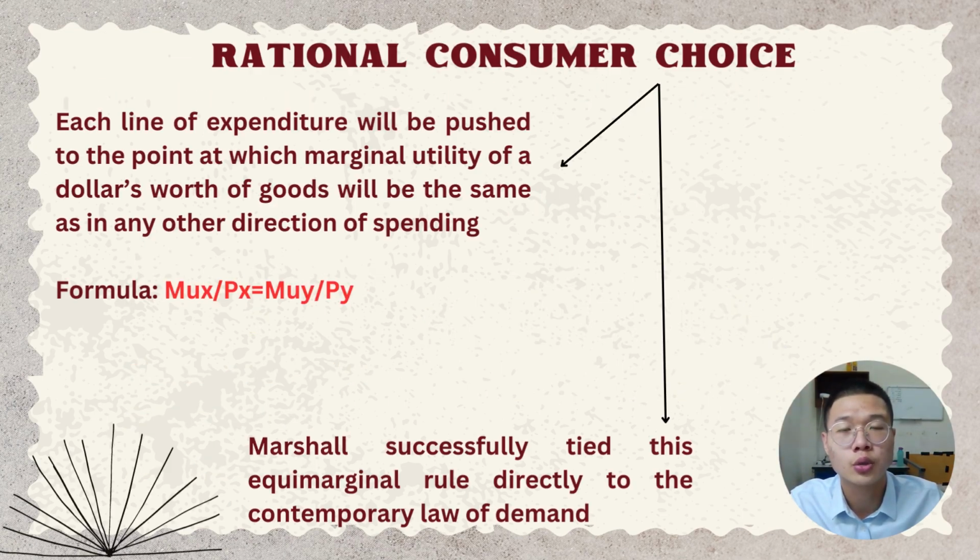Rational consumer choice assumes that consumers behave in a way that maximizes their utility or satisfaction through the consumption of goods or services. In a money economy, Alfred Marshall said each line of expenditure will be pushed to the point at which the marginal utility of a dollar's worth of goods will be the same as in any other direction of spending. The formula is marginal utility of X over price of X equals marginal utility of Y over price of Y. Marshall successfully tied this equal marginal rule directly to the contemporary law of demand.